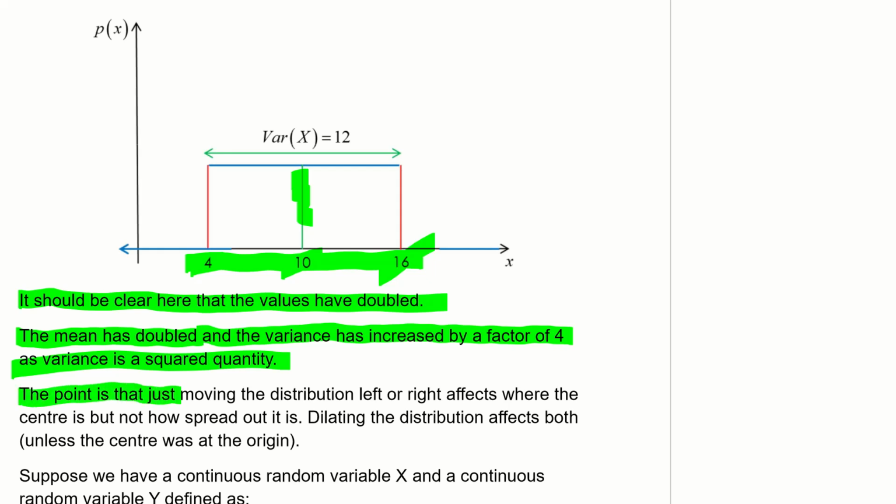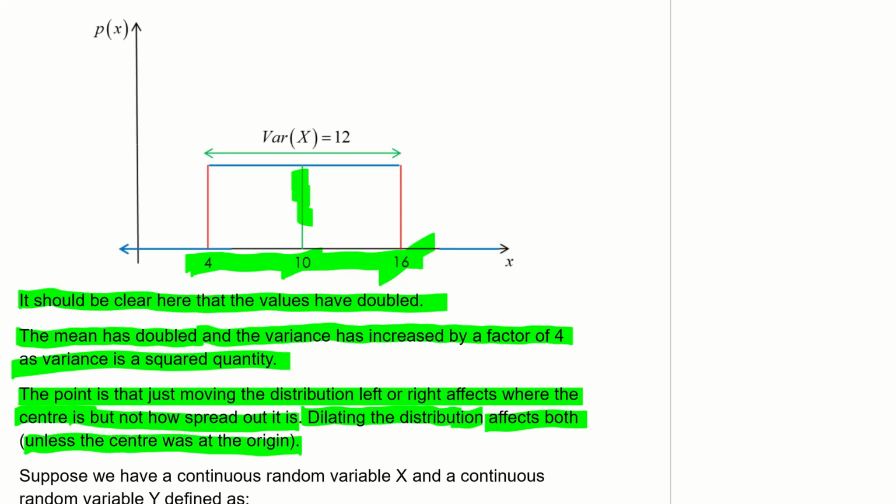The point is that just moving the distribution left or right affects where the center is, but not how spread out it is. Dilating the distribution, that's by multiplying, affects both, unless the center was at the origin. If the center was 0, then anything times 0 is still 0.